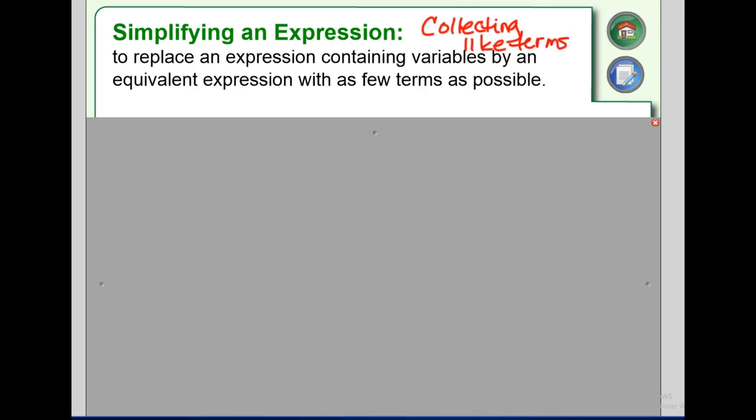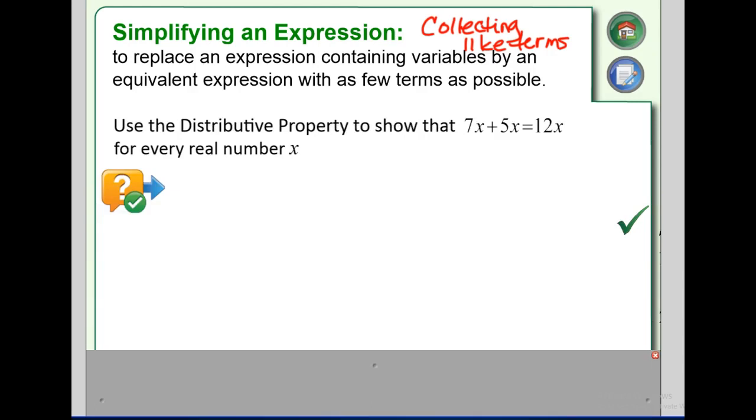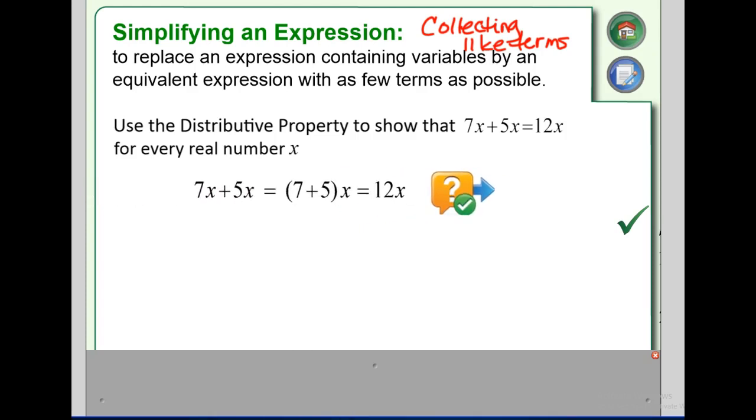All right. So let's look at my first example here, and I've only got one. We can use the distributive property to show that 7x plus 5x equals 12x. Now here's what I mean. If I look here, I've got 7x plus 5x, and we say, hey, those are like terms. They're both an x.